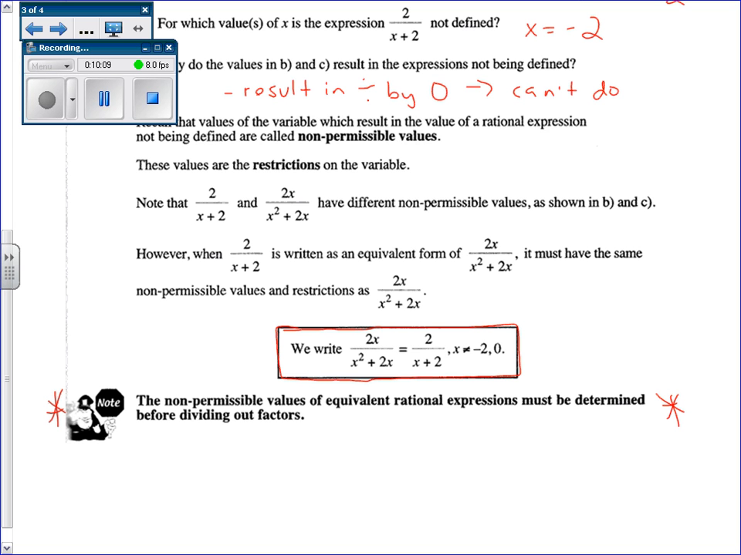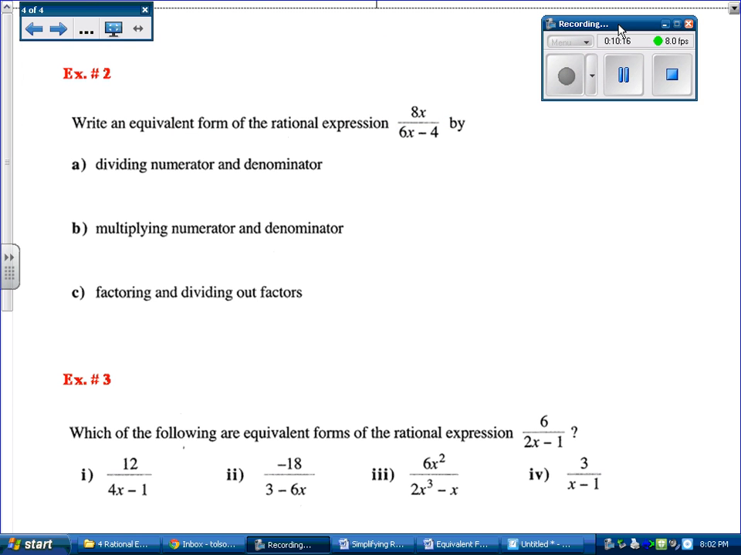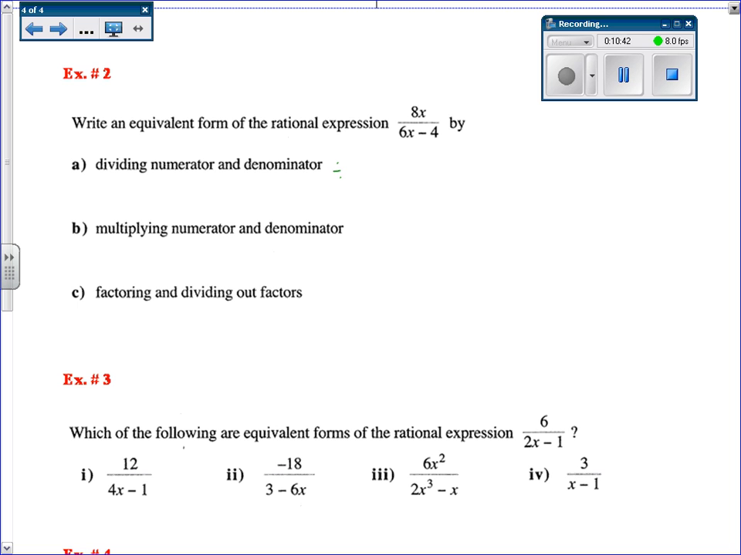Okay, so we're just going to do a few more examples here. Again, remember you can stop this if you need to, if you're not caught up to that place yet. Write an equivalent form of the rational expression 8x divided by 6x minus 4 by dividing the numerator and denominator. If we divide by 2, we get 4x over 3x minus 2.